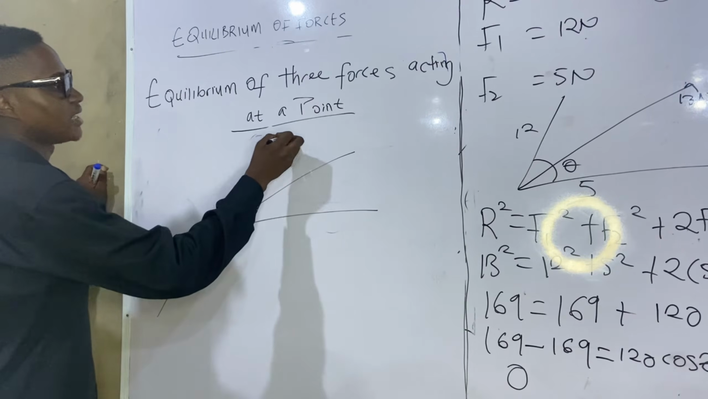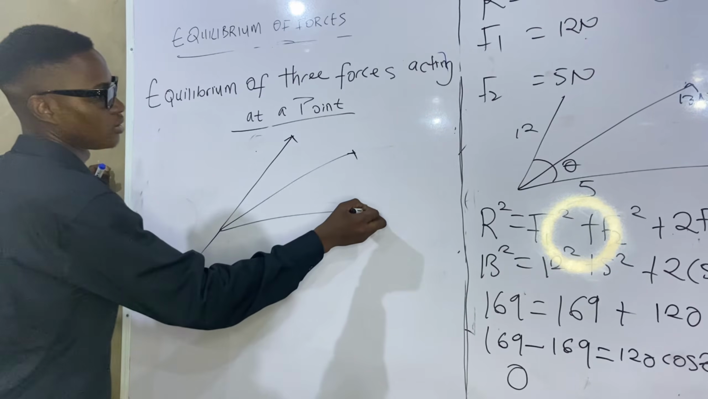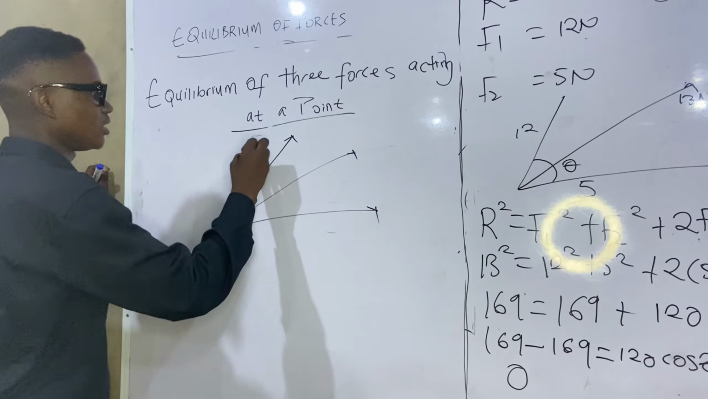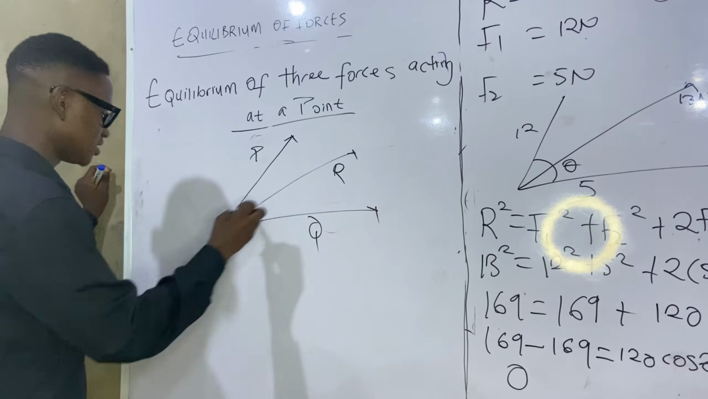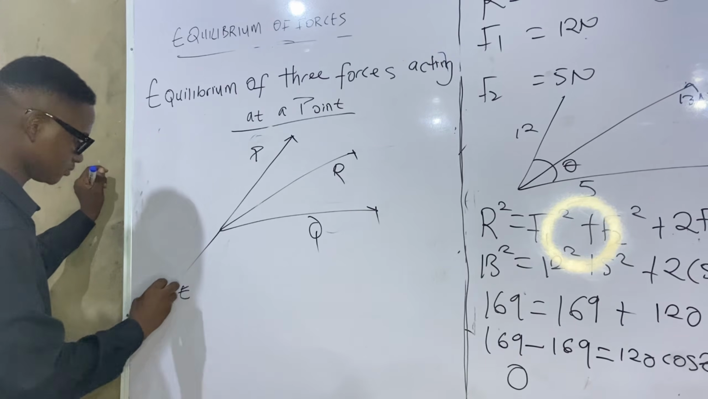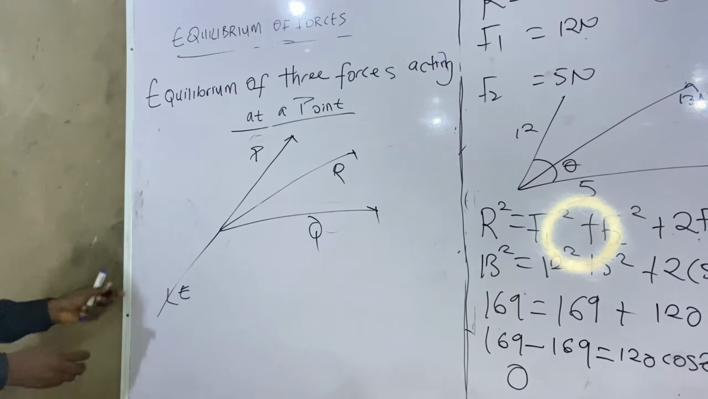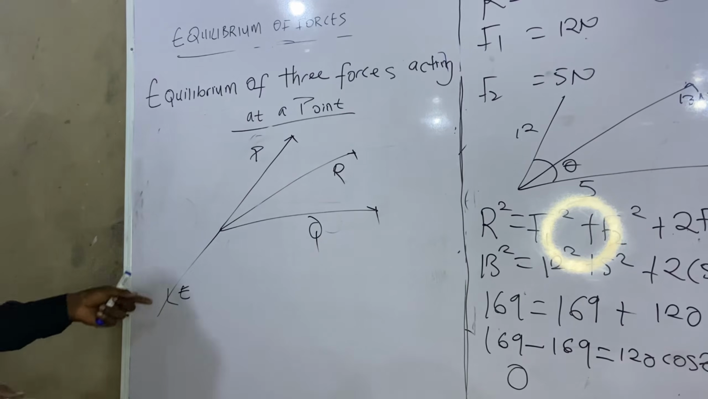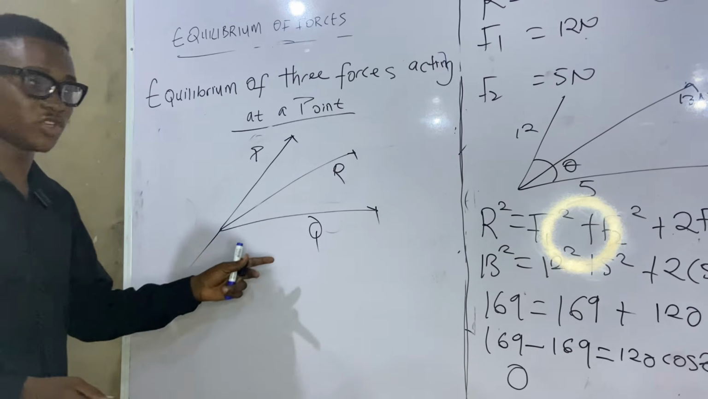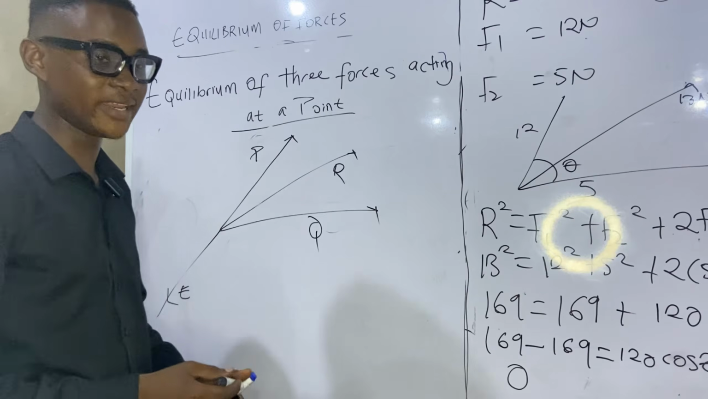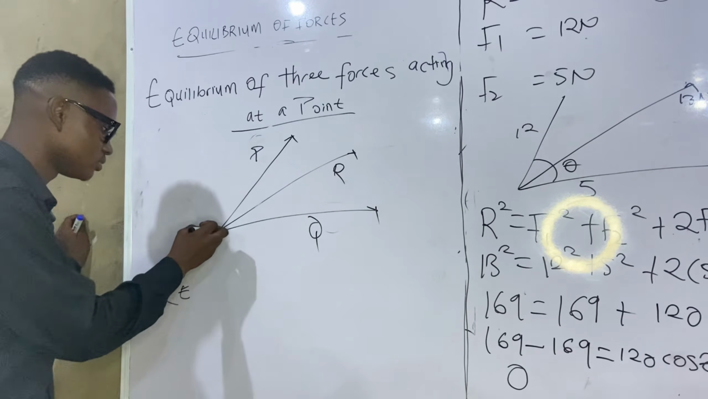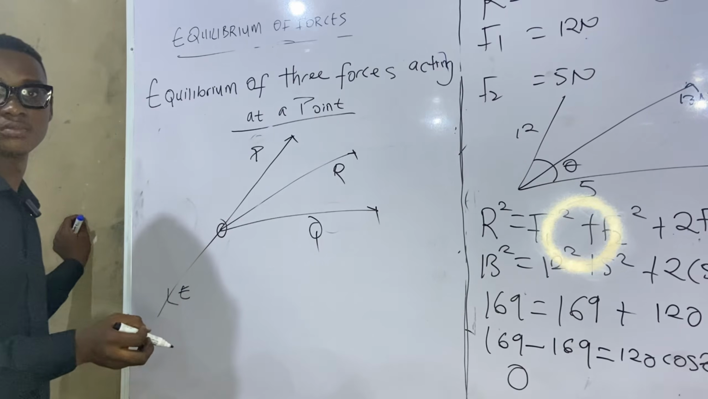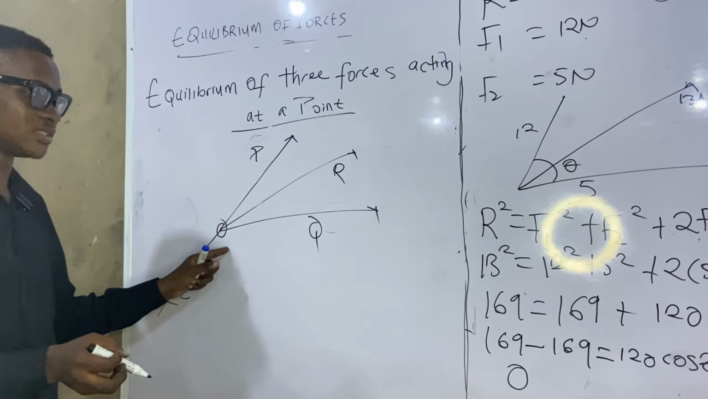So let's call this side P. Let's call this one Q. Of course, this is the resultant, and this is the equilibrant. The equilibrant is equal in magnitude to the resultant, but of course, they are in opposite directions. So this point is now in equilibrium.